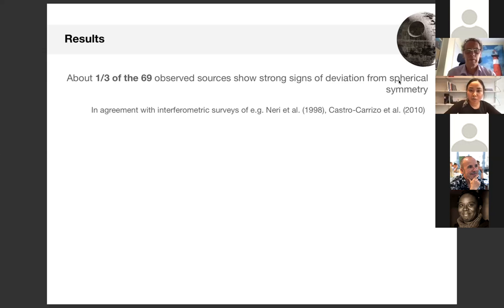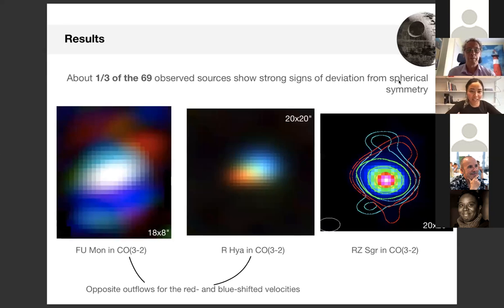And this is in agreement with previous interferometric surveys, such as by Neri et al. or by the COSAS project in 2010. And the last thing that I will show is some examples of those sources that show strong deviations from spherical symmetries in our sample. So you have here FU-MON and R-HIDRA.